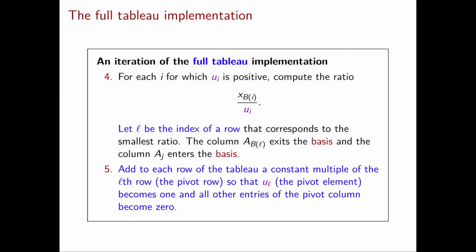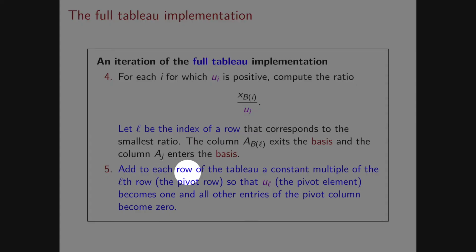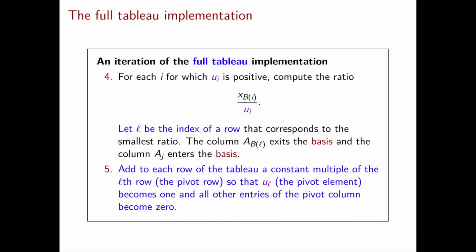Finally, we need to update our tableau. To do this, we use our update rule. So we add to each row of the tableau a constant multiple of the lth row, which is the pivot row, so that u_l, which is the pivot element, becomes 1 and all other entries of the pivot column become 0. Now that we've seen in detail an iteration of the full tableau implementation, let's immediately see an example.